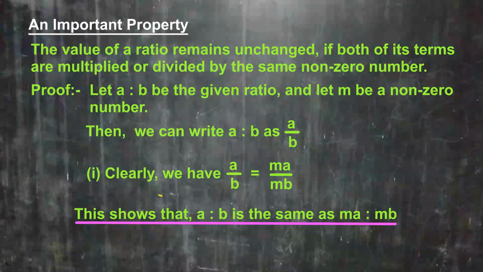An important property. The value of a ratio remains unchanged if both of its terms are multiplied or divided by the same non-zero number. Proof. Let A is to B be the given ratio and let M be a non-zero number. Then we can write A is to B as A by B. 1. Clearly we have A by B is equal to MA by MB. This shows that A is to B is same as MA is to MB.